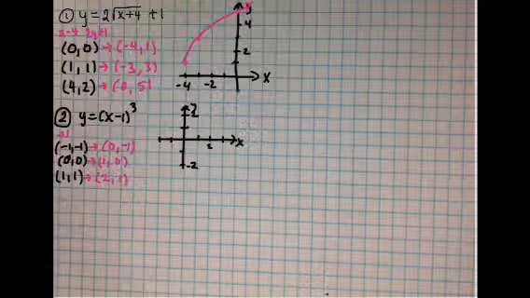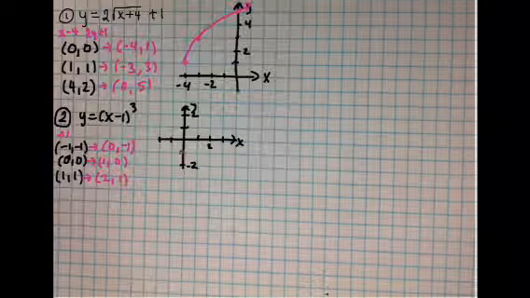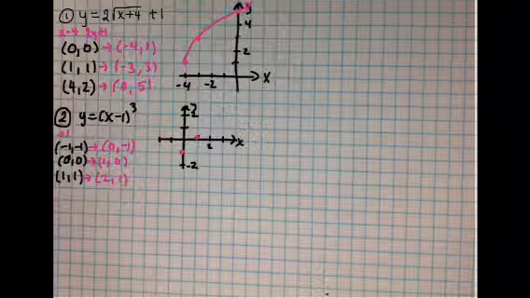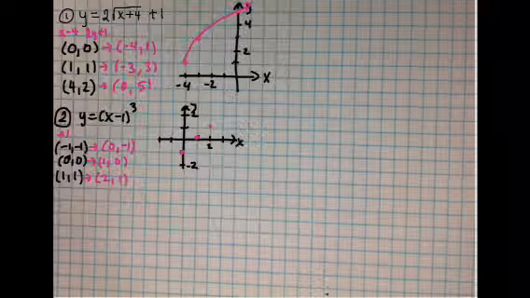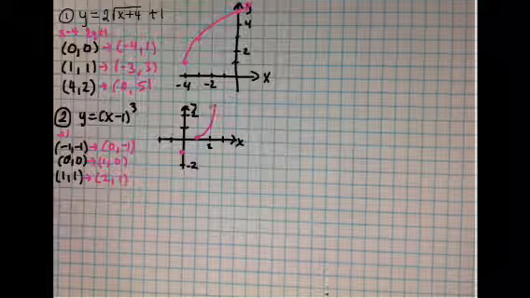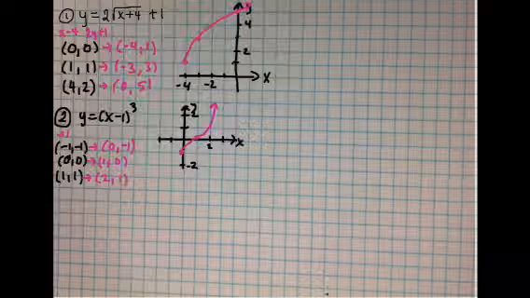So 0, -1, 1, 0, and 2, 1. Now remember, don't confuse this with the cube root. The cubic function goes up towards the top and towards the bottom. So when you connect your points, from the inflection point you go up, and from the inflection point you come down.